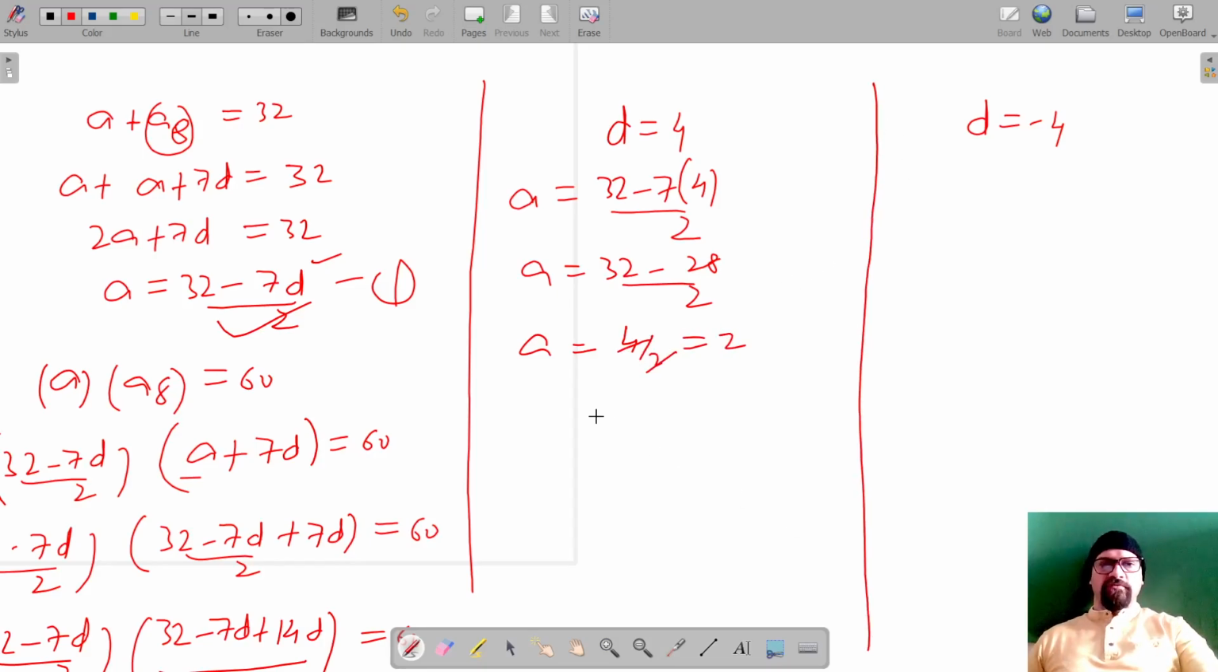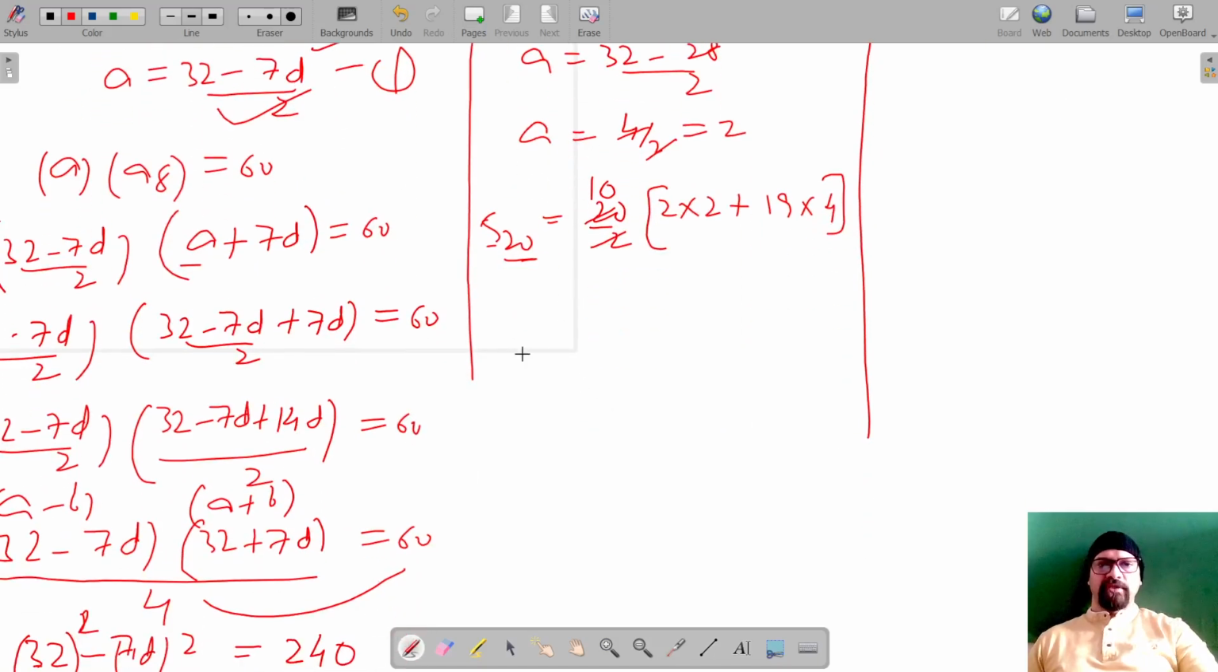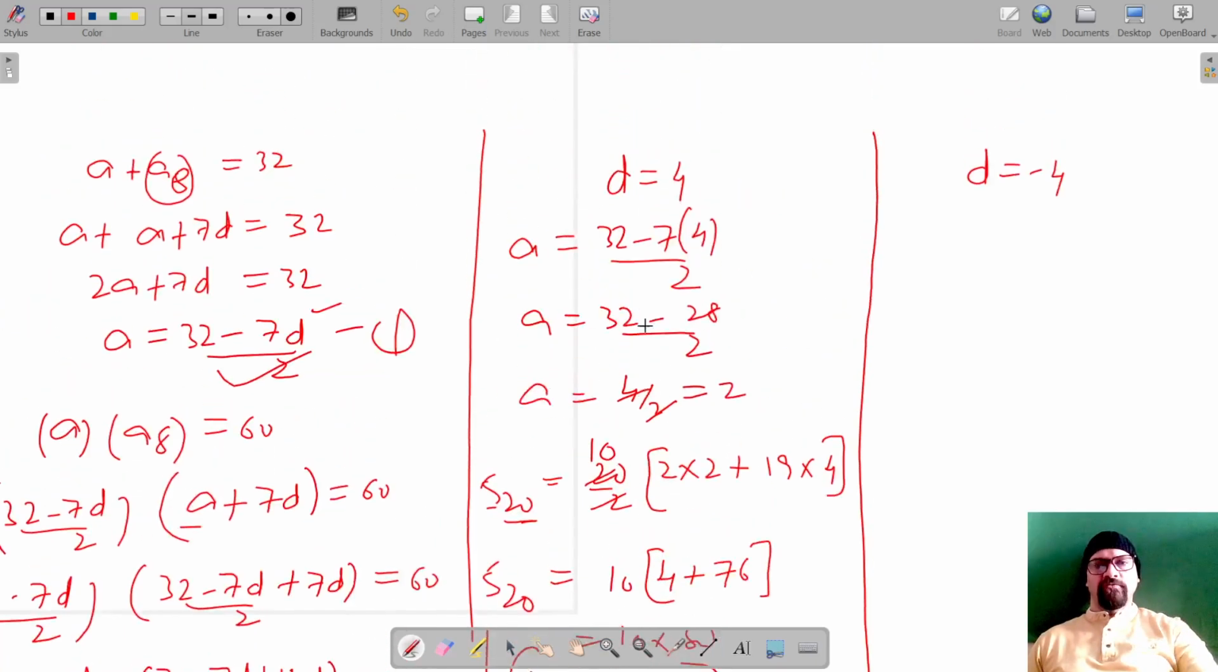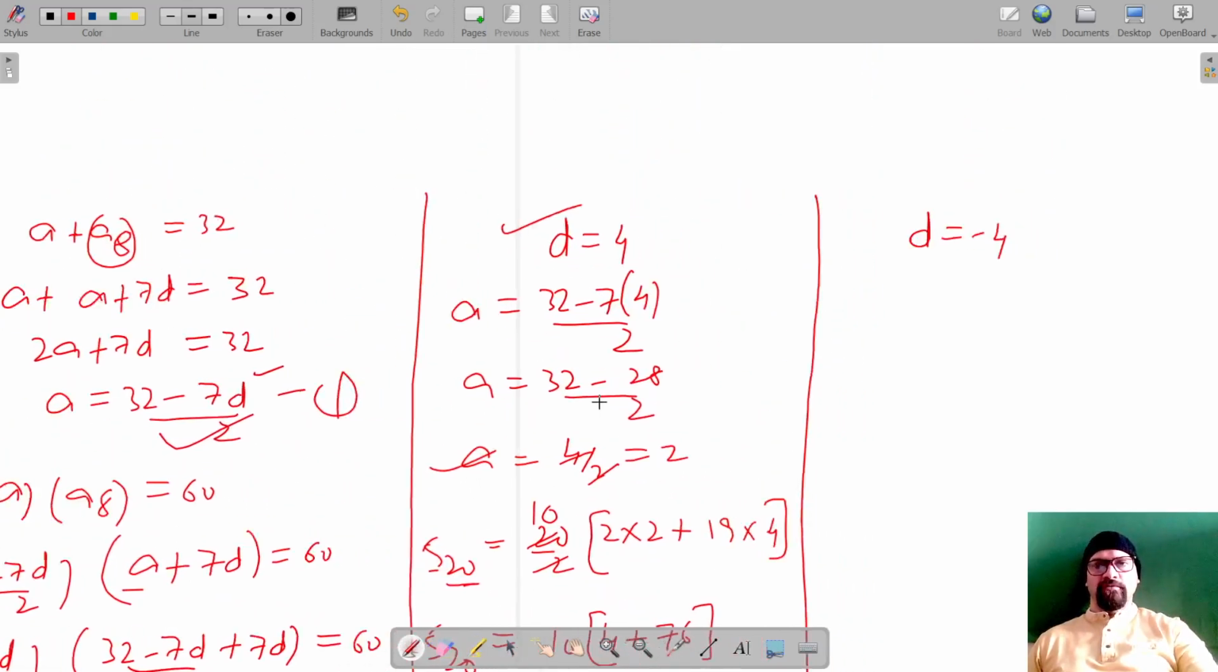And in both cases, we have to find the sum of 20 terms. So the sum of first 20 terms is n by 2, n is 20, so this is 20 by 2 into 2 into A. We are using the formula 2A plus n minus 1, n is 20, minus 1 is 19, into D is 4. So this is now 10 into 4 plus 76. So this is 10 into 80, which gives us sum of 20 terms is 800. And we have this value when D is equal to 4 and A is equal to 2.